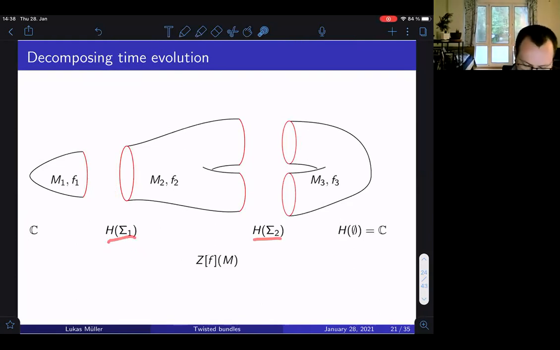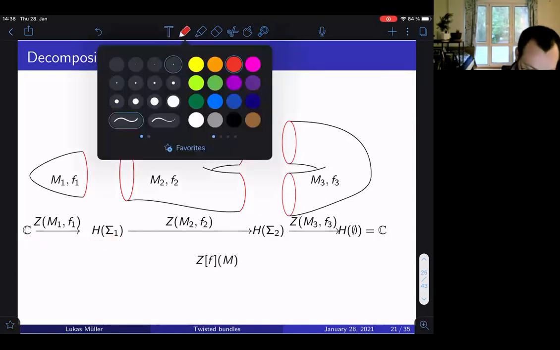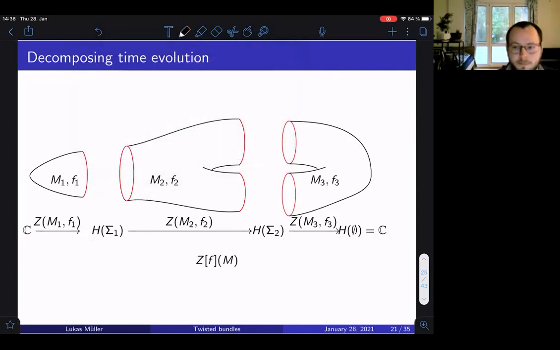These Hilbert spaces, and then I can use the path integral. So now if I look at the path integral on these pieces, they will not just be numbers, but they will actually be linear maps between the Hilbert spaces I assign. So for example, to this piece, I want to assign a map from C to the Hilbert space assigned to sigma 1. And what this should be, it should just be an element in there.